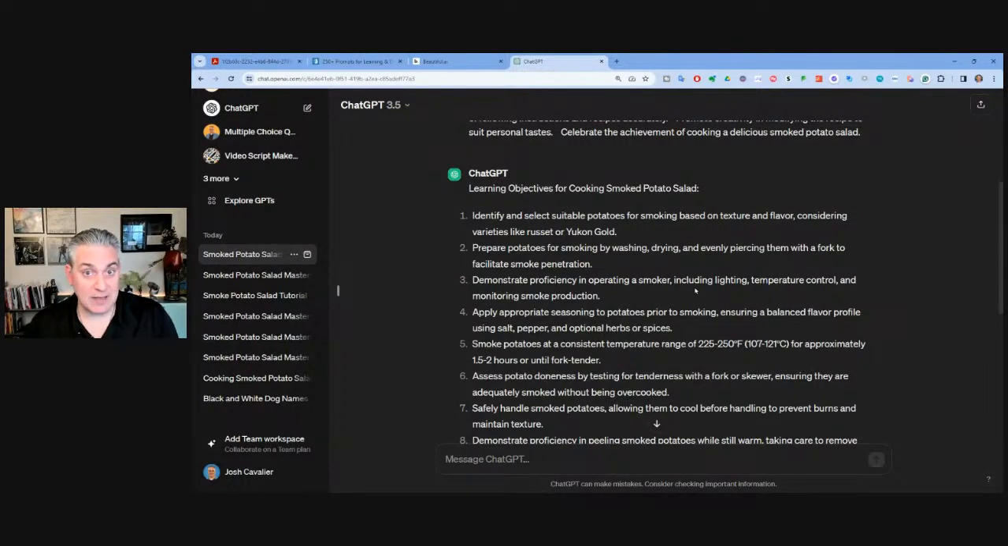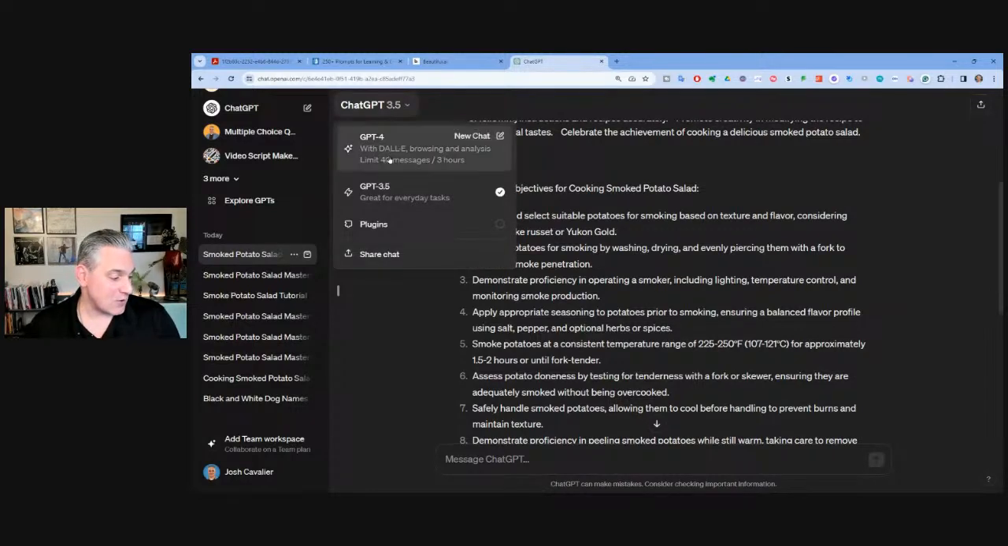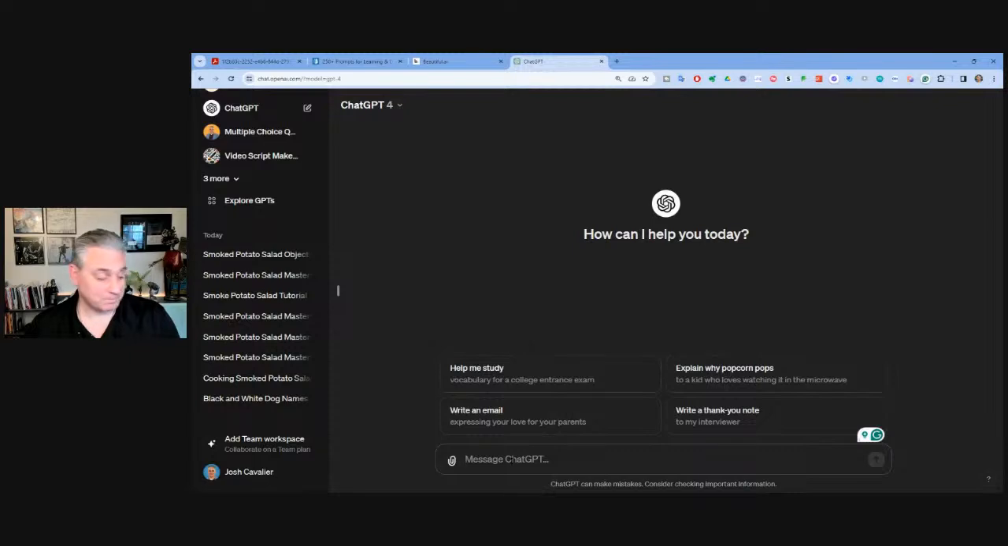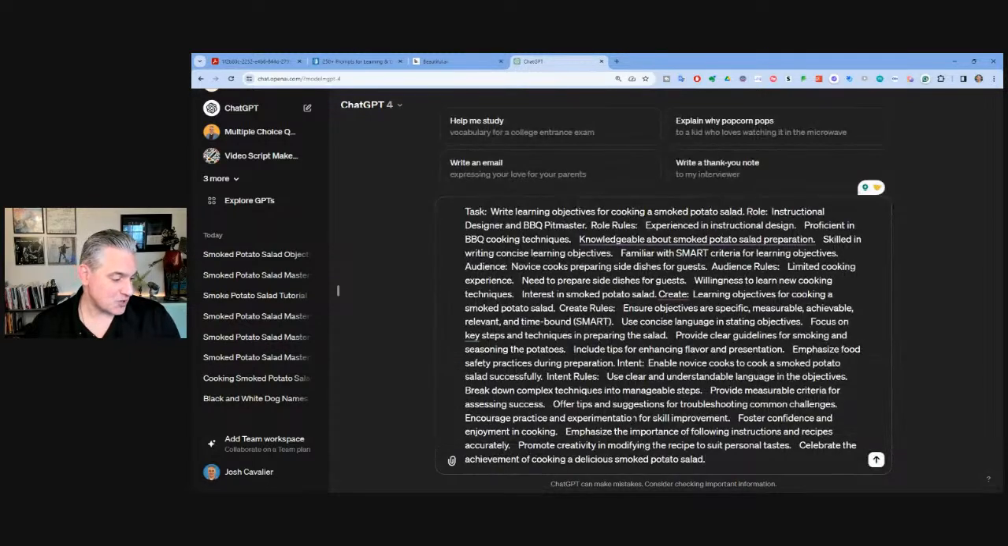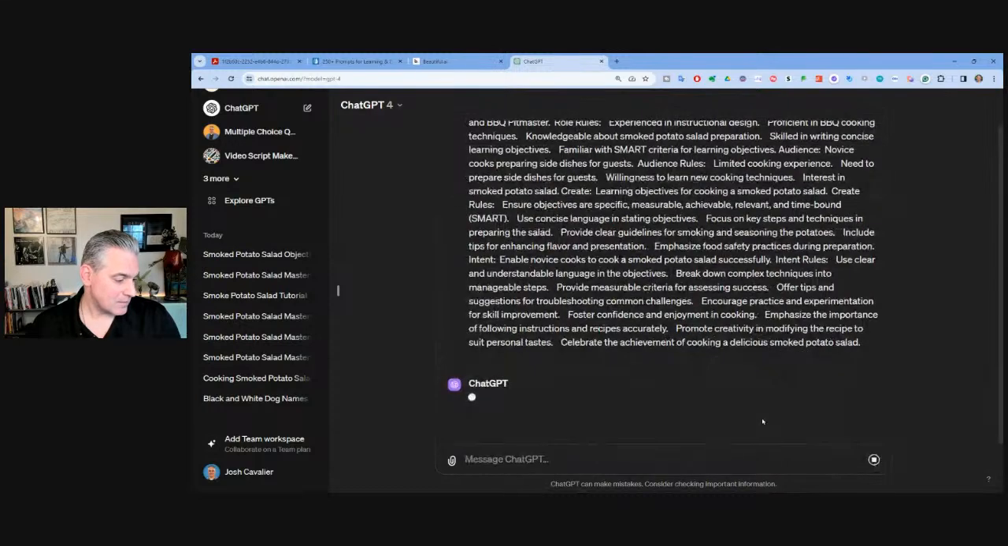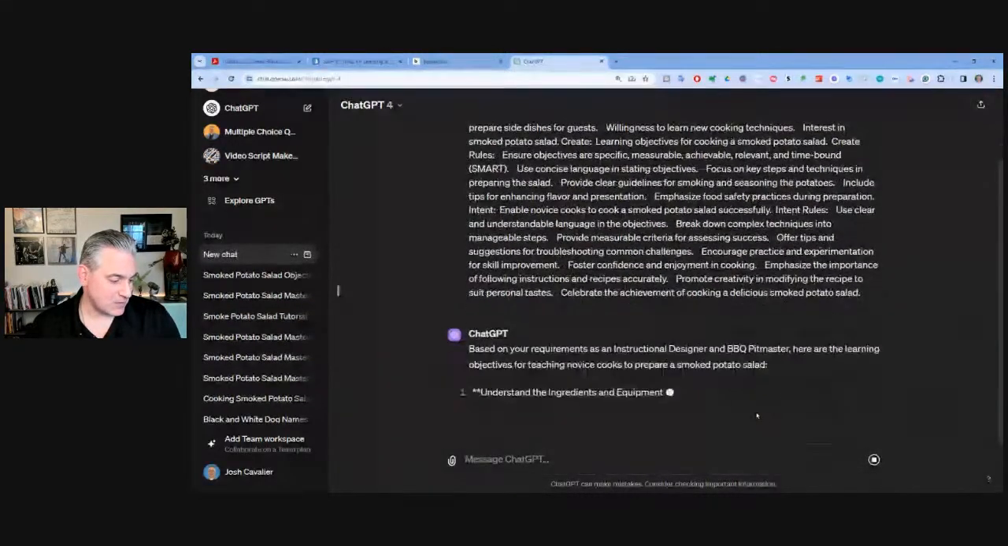So now we've got to go to the 4 model. We're going to run that same prompt. If you have access to 4, hey, that's great. I'm going to give it a go here with the 4 model and paste that structured prompt in there. And let's see what we get.